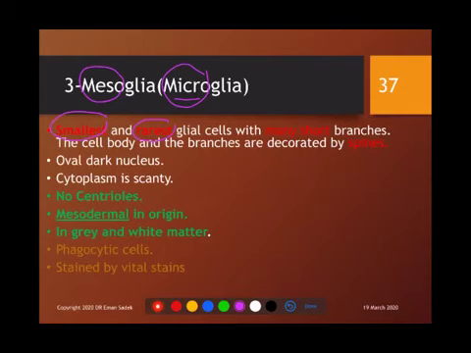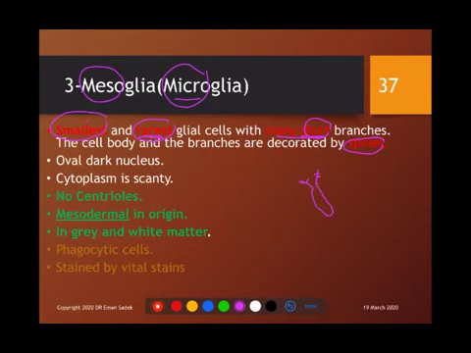What is the most common type in the white matter? It is the oligodendrocytes. Here it is the rarest type comparing to all types of glial cells mentioned before. They are the rarest, less in number than the astrocytes and oligodendrocytes, and they are also the smallest. They have many short branches which are decorated by spines. Remember that the astrocytes have many long branches but no spines, but this type has many short branches that have some spines or spikes on these branches.